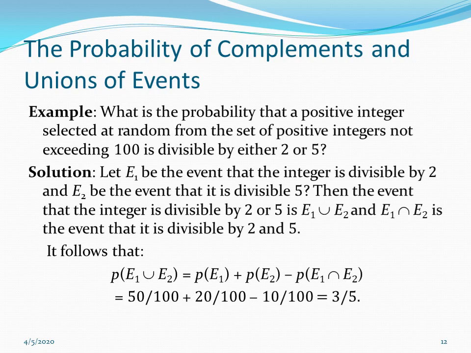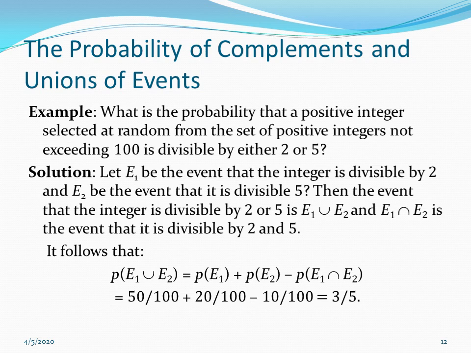We define E1 to be the event that the integer is divisible by 2. E2 is the event that the integer is divisible by 5. What we are interested in is the union of the two events. We want the probability that you get a number divisible by 2, which means it's from E1, or divisible by 5, which means it belongs to E2. This is a union, E1 union E2. Now we also have to consider the intersection. E1 intersected with E2 is the set of integers divisible by both 2 and 5.